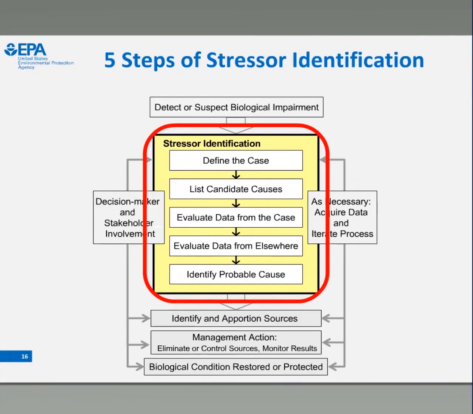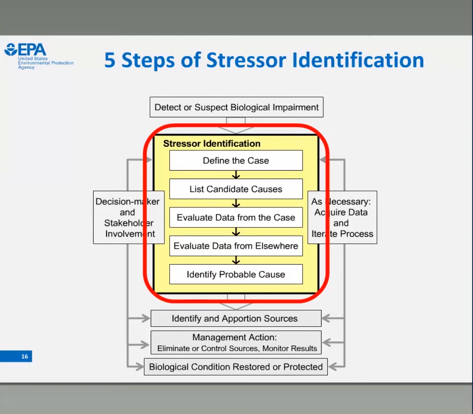The step-by-step guide walks users through the 5 steps of the stressor identification process, circled in red here. The trigger for this process is detection of some biological impairment without an obvious cause. The first 2 steps, define the case and list candidate causes, are the problem formulation stages, where you identify and set the stage for the assessment.